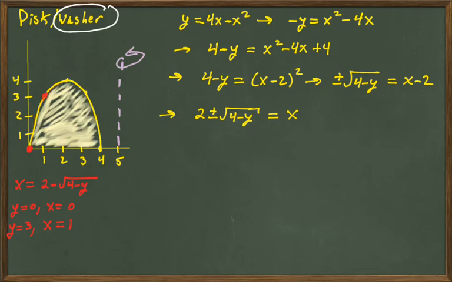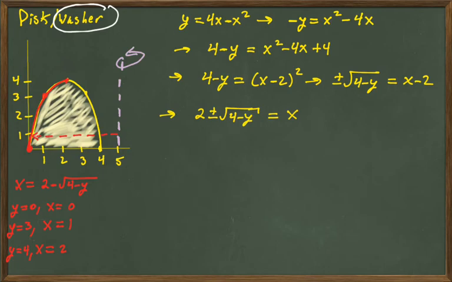Now, the highest the y gets is 4, so if we do y is equal to 4, then we have x is equal to 2 minus the square root of 4 minus 4, so that's going to be x equals 2 minus 0, so x is equal to 2. Okay, and so that describes the left side of the parabola there pretty nicely. Okay, and so our outer radius coming from the axis of revolution, which is x equals 5, hits the outer edge of the figure right there.